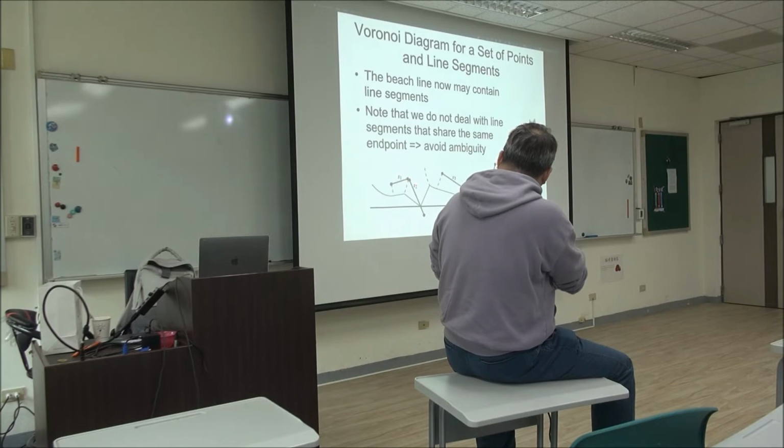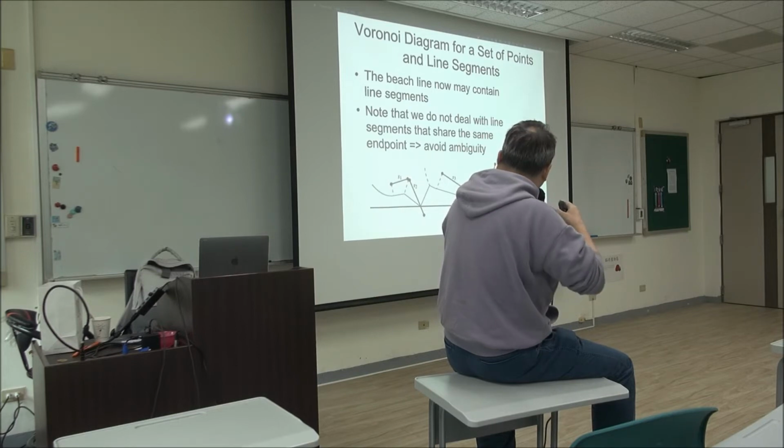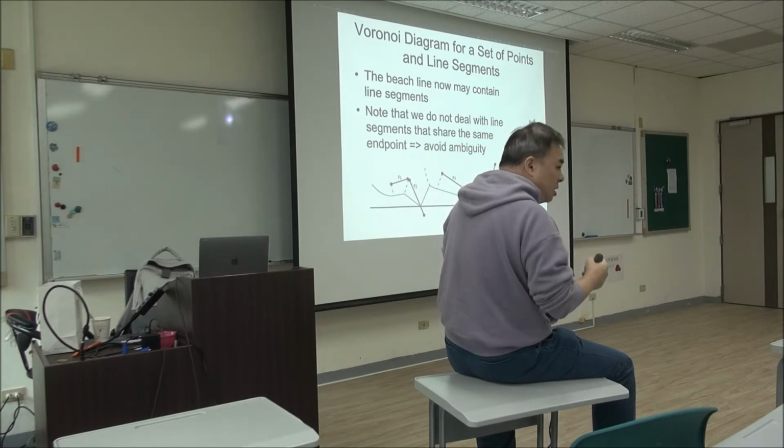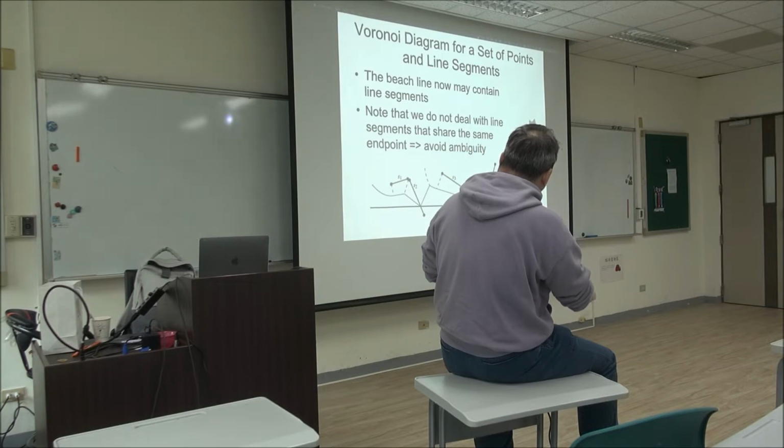But we do not want them to connect. Okay, we don't want the line segments to share the endpoint. Why? Because we want to avoid ambiguity. Okay, because this is the situation when two line segments share one endpoint.